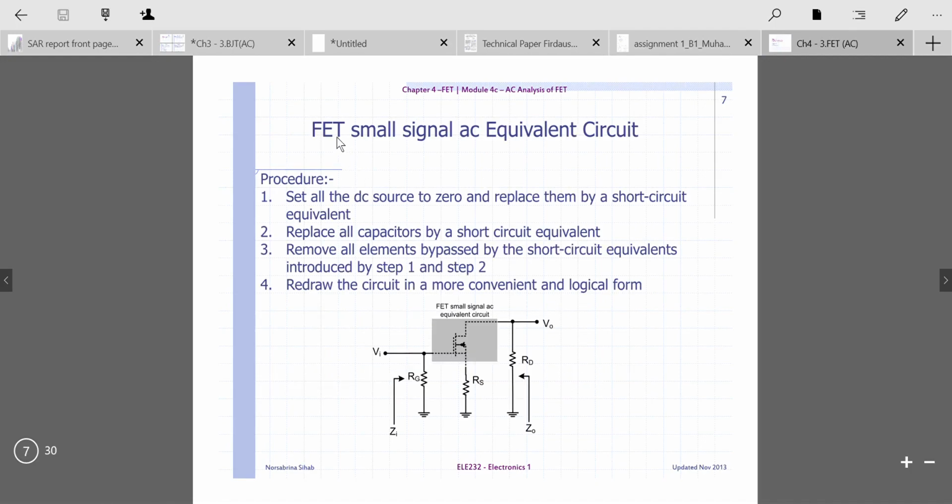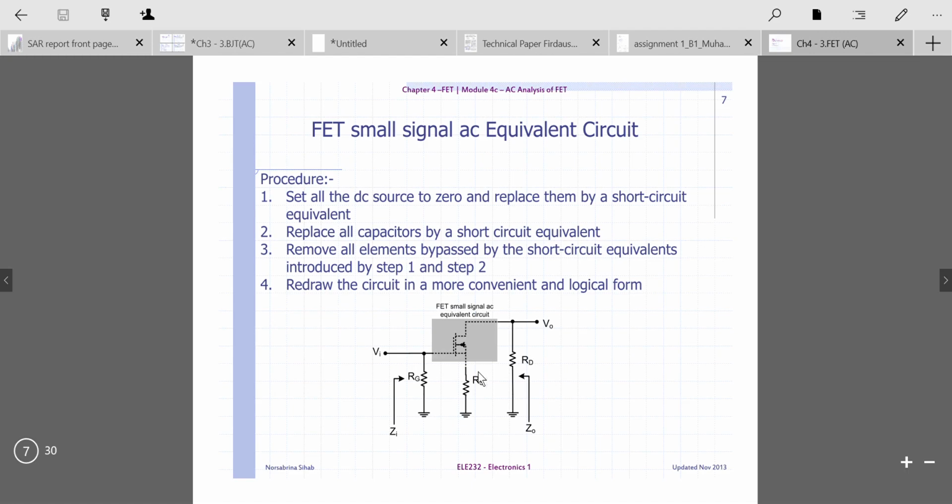So this is the FET small signal AC equivalent circuit. The procedure of deriving the AC analysis starts from the first one, which is to set all the DC sources to 0 and replace them by a short circuit equivalent. Replace all capacitors by a short circuit equivalent. That is, for AC analysis, you have to replace all the capacitors by short circuits. And then remove all elements bypassed by the short circuit equivalent introduced by step 1 and step 2.